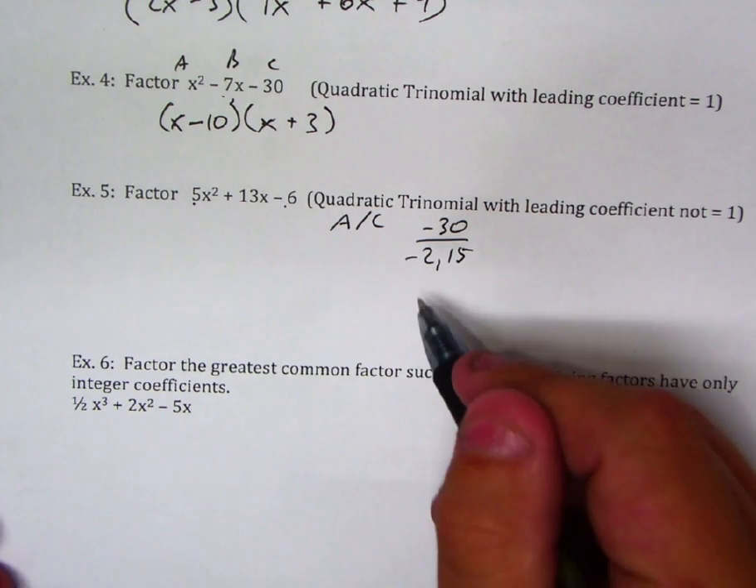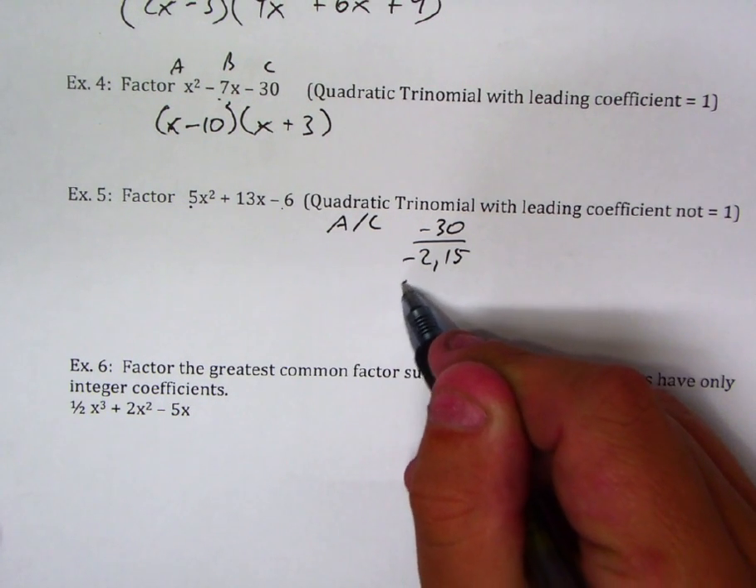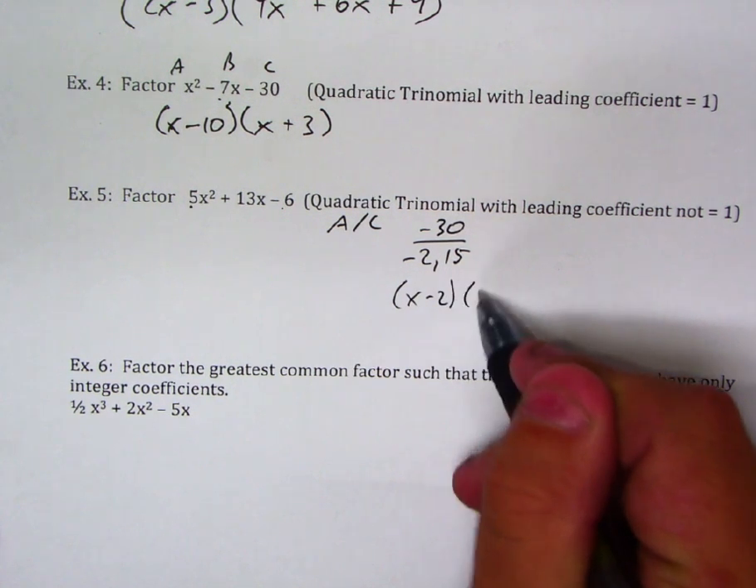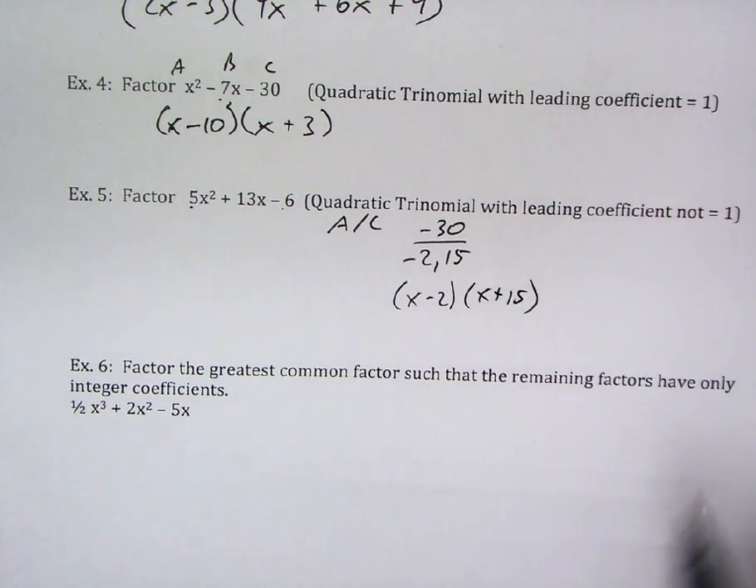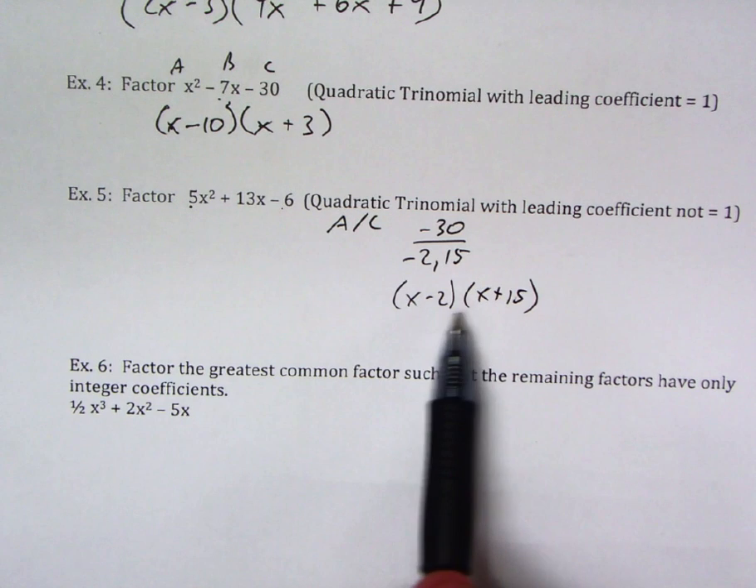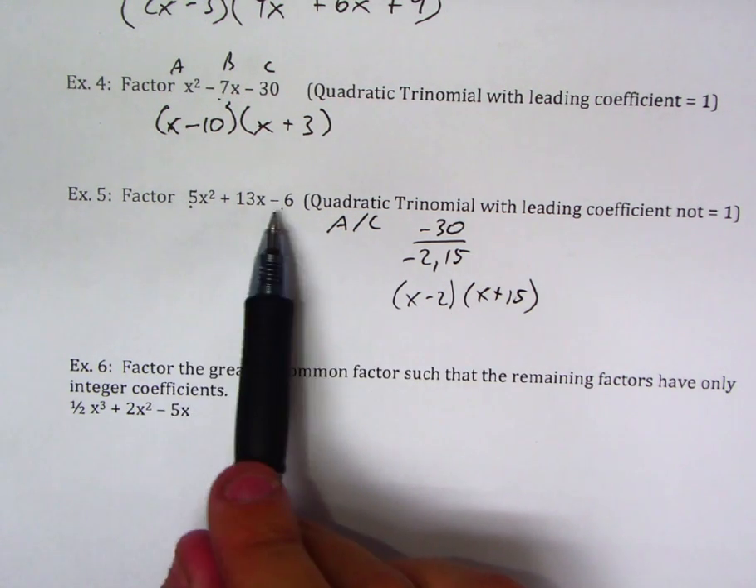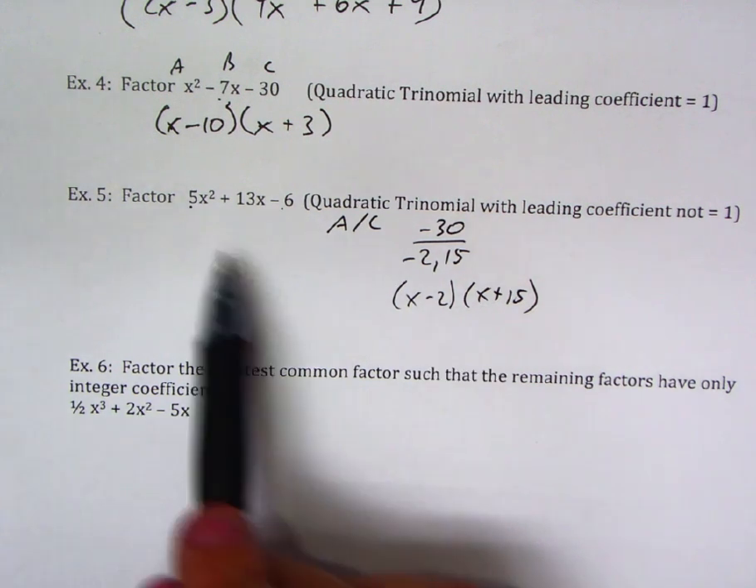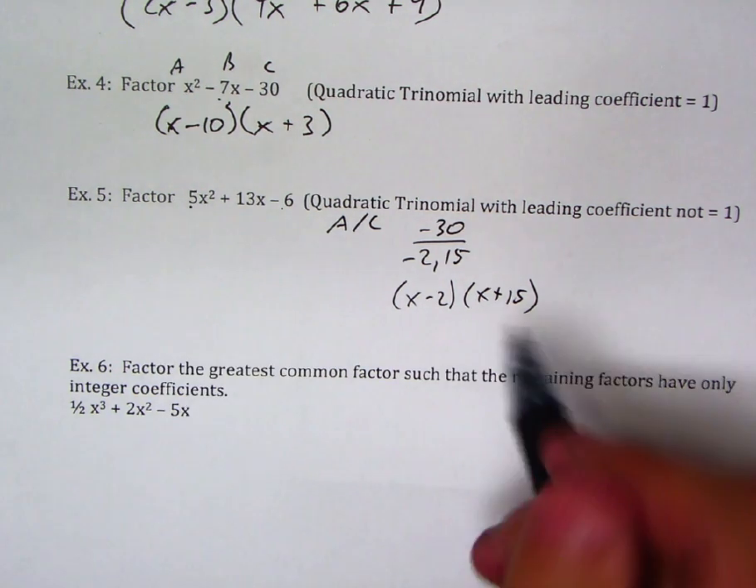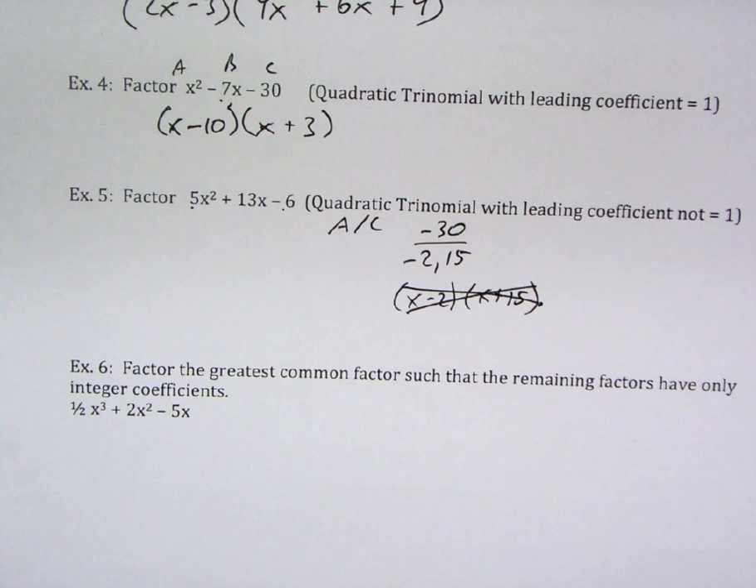But don't write this. You don't just put x minus 2 and x plus 15. Here's the most common wrong thing I see people do, and understand why this doesn't work. If I multiply these together, I don't get this. If I multiply x and x together, I don't get 5x squared. So don't just go right to there.